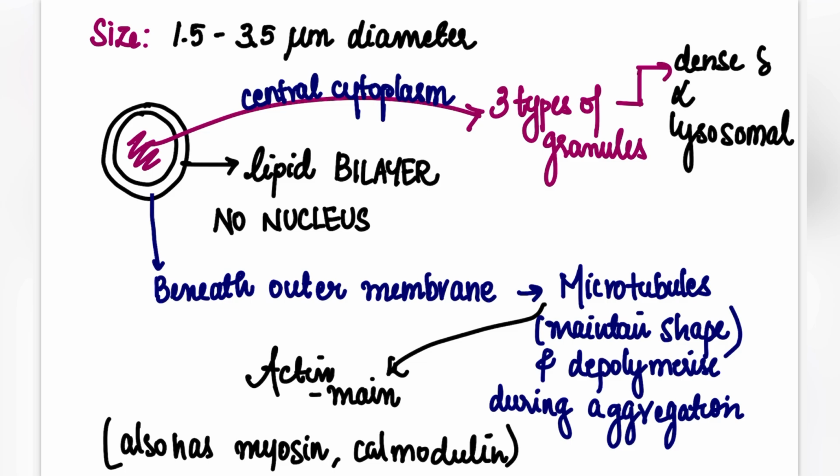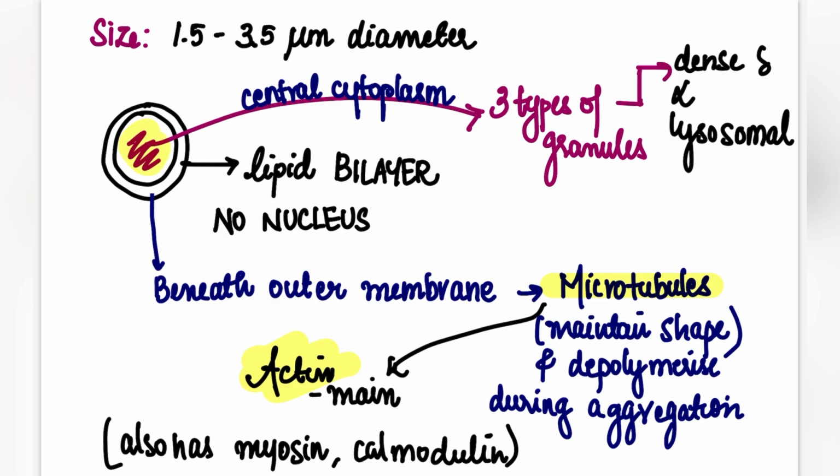Now let's talk a bit about the ultrastructure of platelets. They have a lipid bilayer, and they have no nucleus, as we have discussed again and again. Beneath the outer membrane, we see there are microtubules. What do these microtubules do? They maintain the shape, and during aggregation they depolymerize. What is the main component of these microtubules? I'm quoting from Dacie here, that it is actin, but it also has myosin and calmodulin. Other structures are also present.